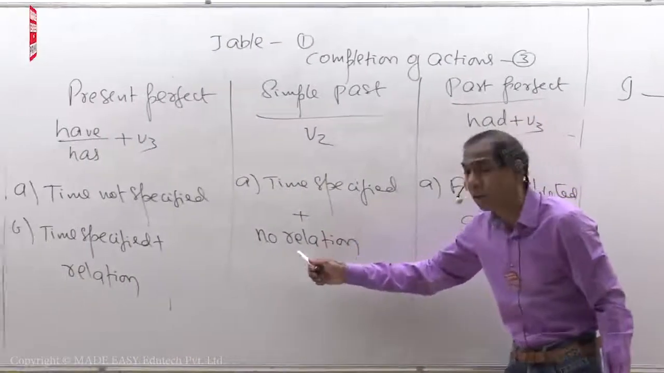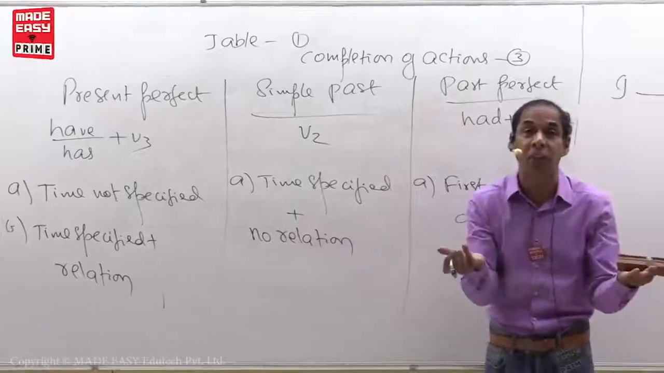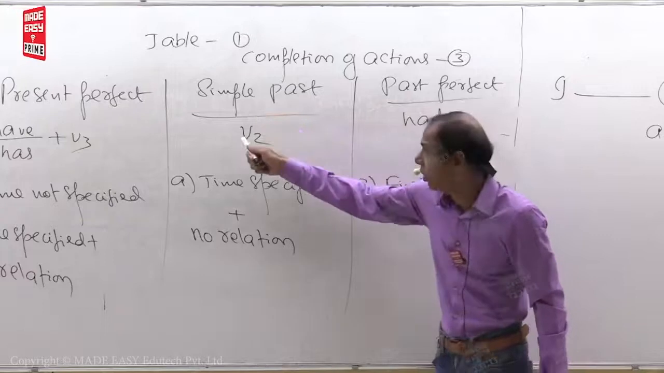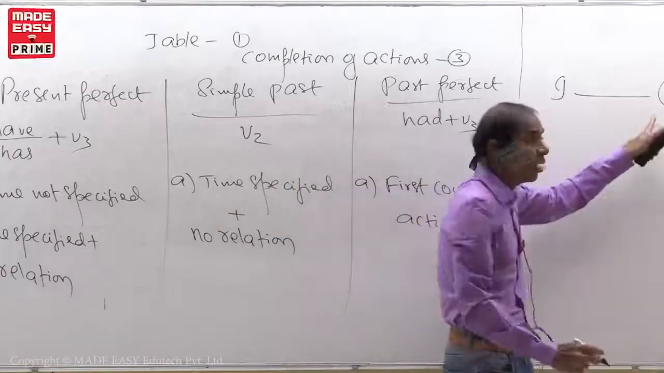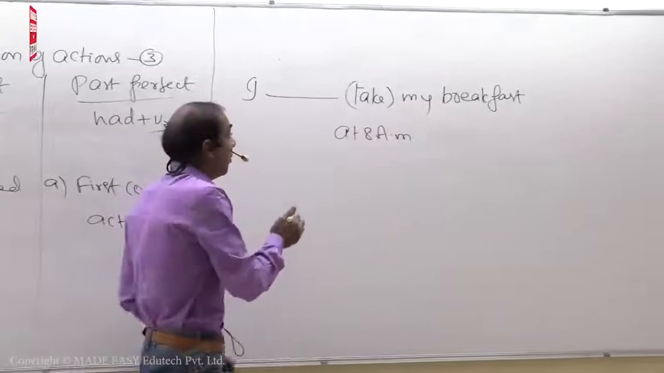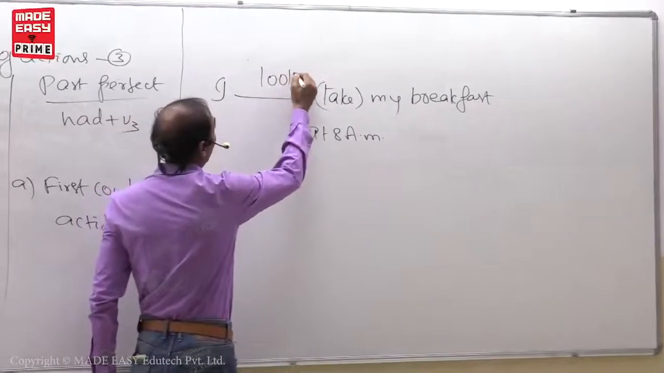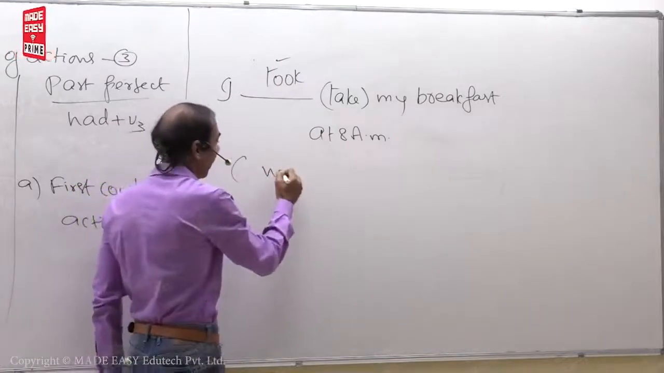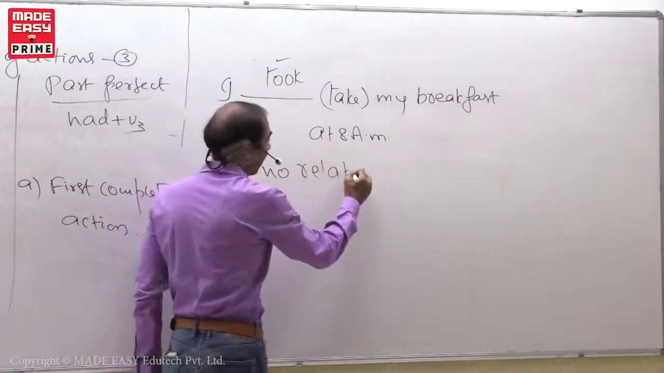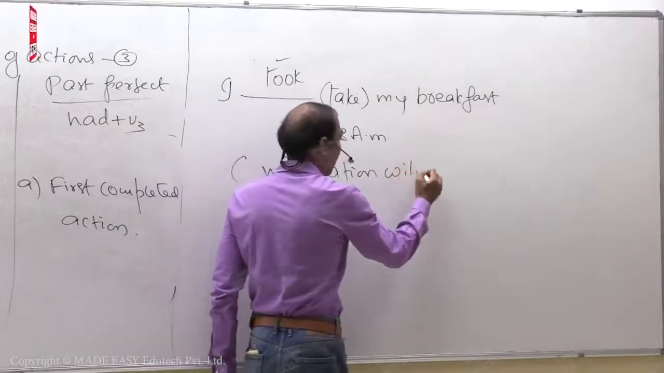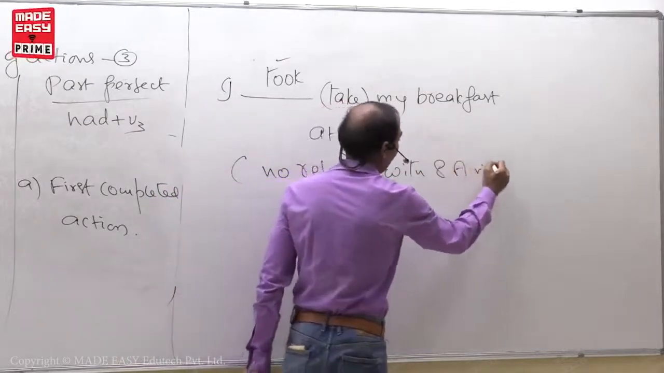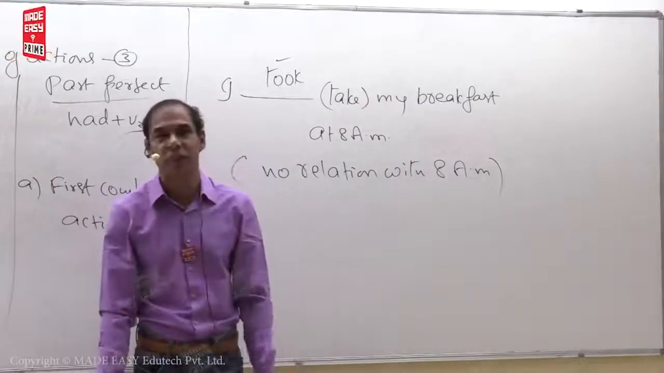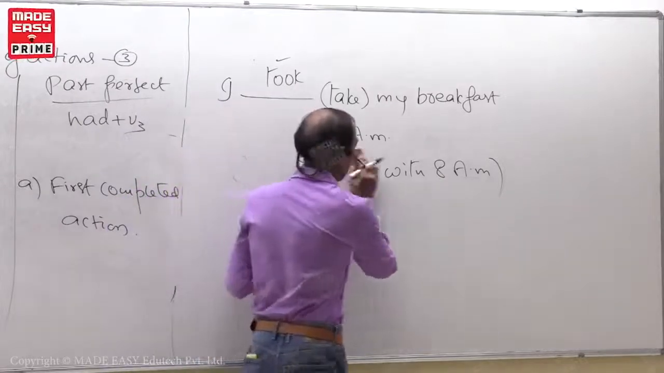Time specified plus no relation. When time is specified, if we have no relation with time, what is the tense we have to use? Simple past. What is the formula? V2. V2 means second verb. What is the second form of take? Took. That's it. Okay? Write in brackets: no relation with 8 a.m. That's it. Okay? Next.